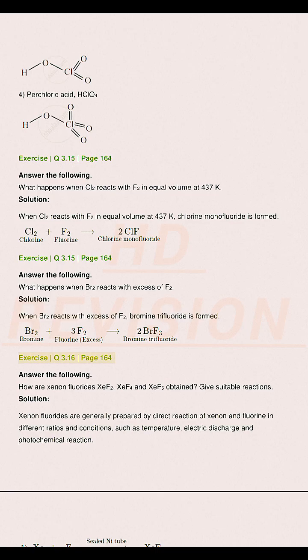Exercise Q3.16, page 164. Answer the following. How are xenon fluorides XeF2, XeF4 and XeF6 obtained? Give suitable reactions. Solution. Xenon fluorides are generally prepared by direct reaction of xenon and fluorine in different ratios and conditions, such as temperature, electric discharge and photochemical reaction.